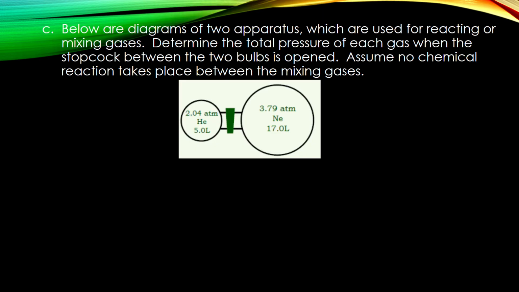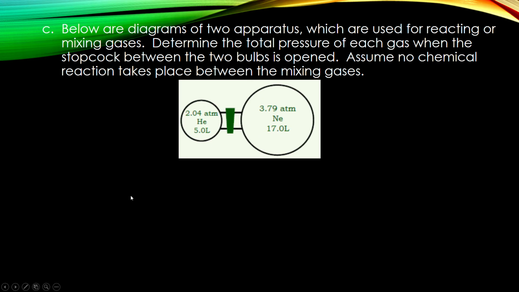All right. Problem number 3. Below are diagrams of two apparatus. So this is a container here that is sealed, and this is a container here that is sealed. Basically, there's this gate between them, the stopcock, but it's closed off. So all of the helium is in here, and all of the neon is in here.